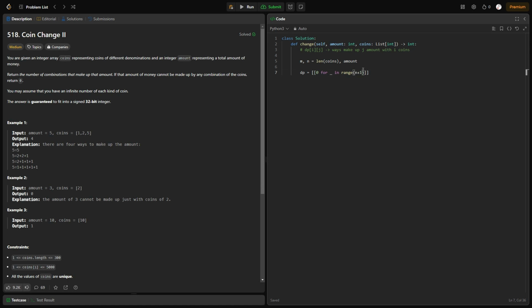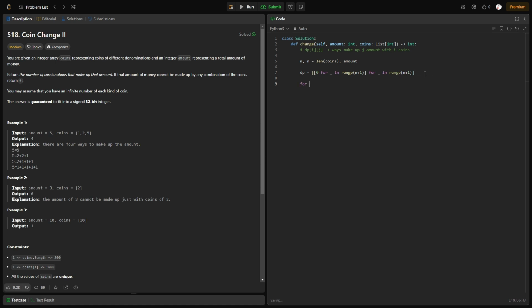n plus 1, since we can start at the coin value 0 all the way until the value called amount. And the range should be, for 0, for nothing in range n plus 1, since we can also start with 0 coins all the way until we are introducing all the coins, all the way until m.